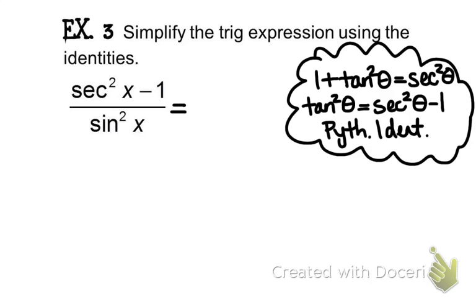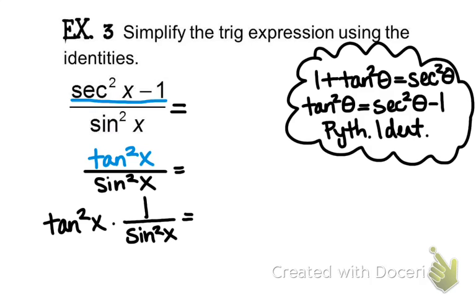So in place of secant squared x minus 1, I can substitute using this Pythagorean identity, and I'm going to put in place of it a tangent squared x. And then we're still being divided by sine squared x. Okay, so now I'm going to take this fraction and split it up into 2 pieces: tangent squared times 1 over sine squared.